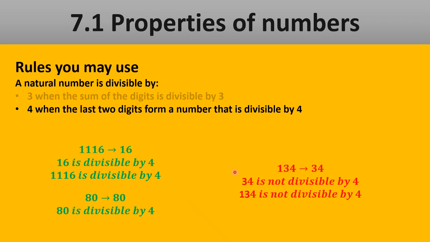Another example, a counterexample: 134. I only have to take a look at the last two digits, so I have 34. 34 is not divisible by 4. So 134 is also not divisible by 4.